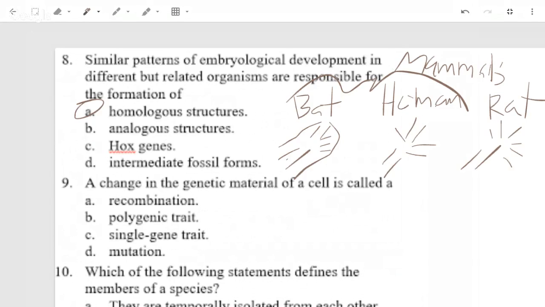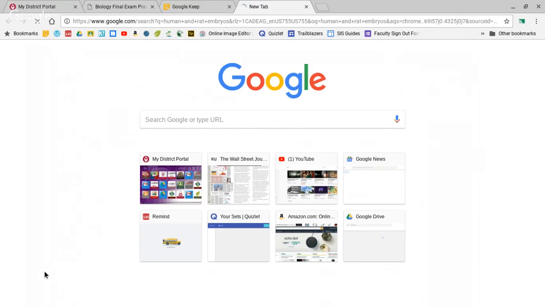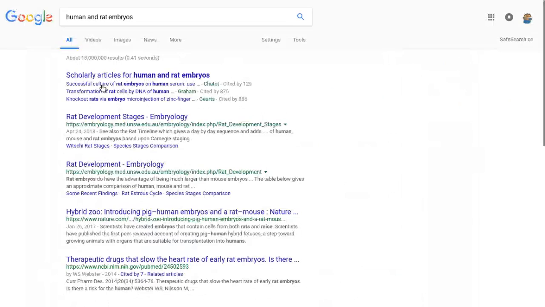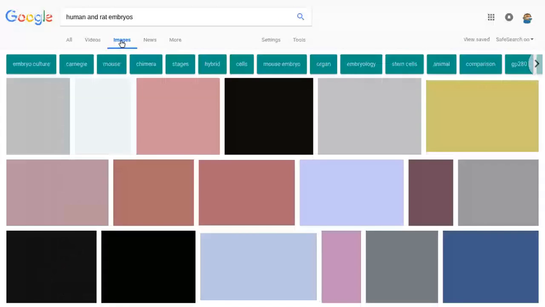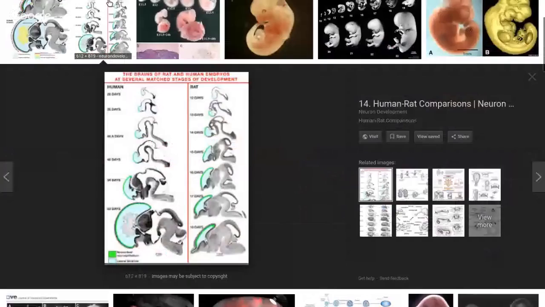The other similarity they point out here is embryological development. You can do this really quick, you can just Google it. I don't know if you guys will see it if I search for it. Let me try this really quick. Human and rat embryos. And you can see the similarities. This is probably a comparison side by side up on the top right. Let me make sure you guys see this. Yeah, you guys see it.